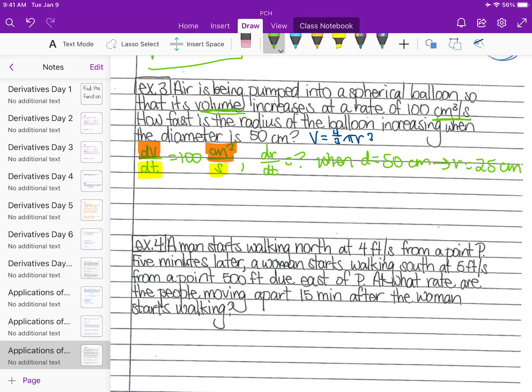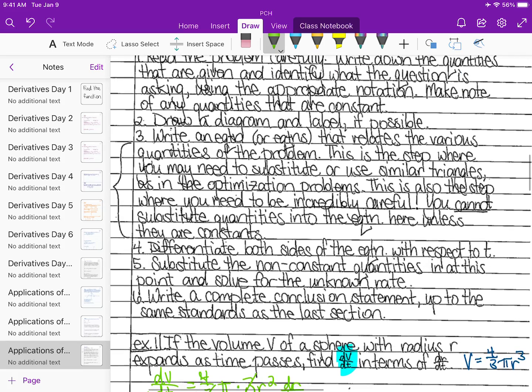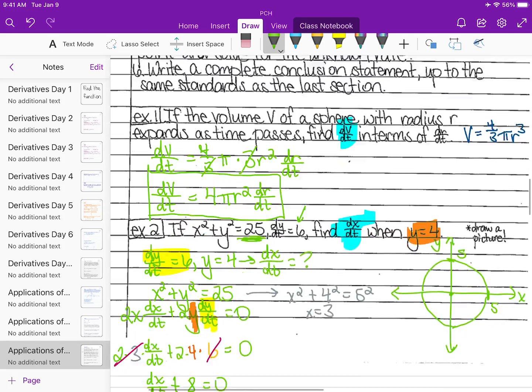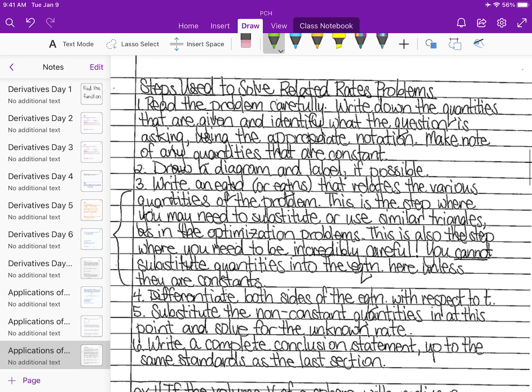Okay, now, I can't start plugging stuff in. Let me see, I bet it's up here. We haven't gone through these steps. Okay, so write down the pertinent information, draw a diagram, and label. So, I mean, I have a sphere, and air is being pumped in, and the radius is then going to be expanding. There's not much we can draw for that.